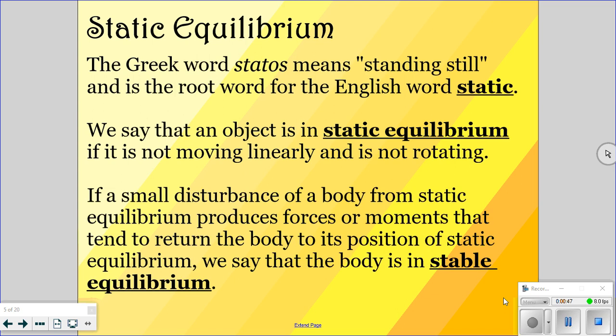If a small disturbance of a body from static equilibrium produces forces or moments that tend to return the body to its position of static equilibrium, then the body is in stable equilibrium. So if we touch it just a little bit and it returns to its position of static equilibrium, then that's when we say stable equilibrium.